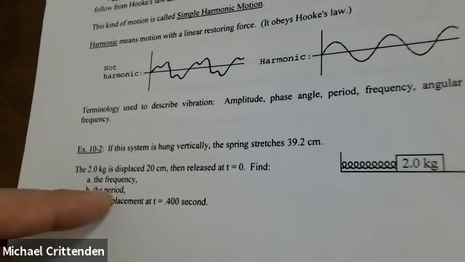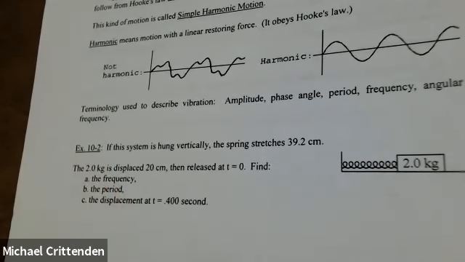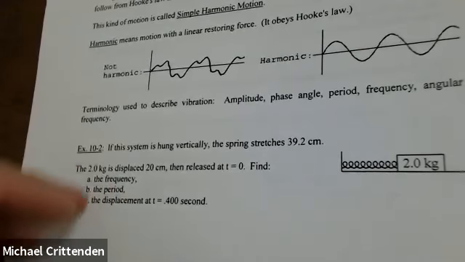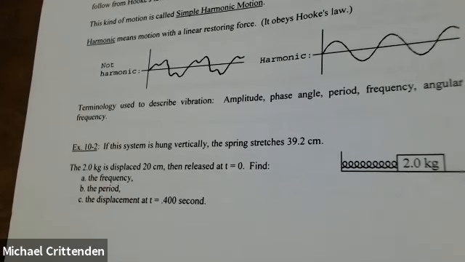For part B, the period is just the reciprocal of the frequency. So B is quick once you have A. We'll get back to part C in a moment, but in the details.